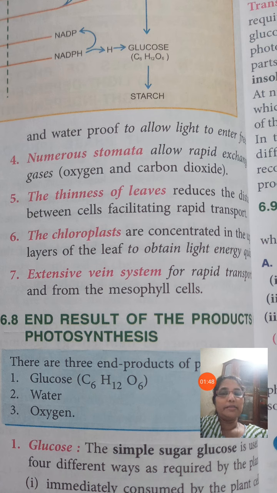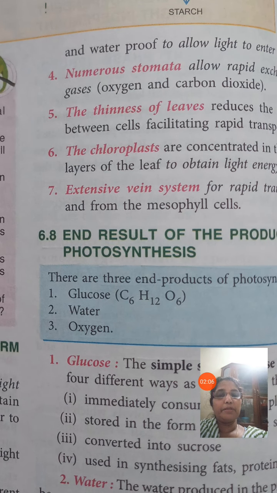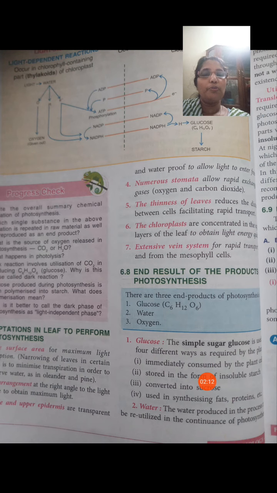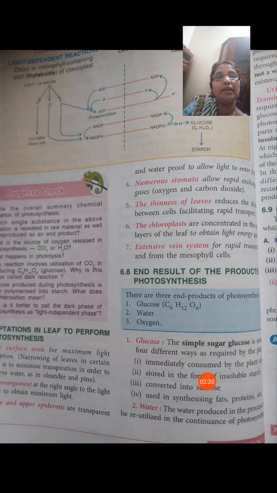Then the leaf has an extensive vein system. Numerous veins are there, so the transportation of water, minerals, and the food made by the leaf is all done very easily. It has a good vein system. These are the adaptations of the leaf. Then let us see the end products of photosynthesis. What will happen to the products of photosynthesis? You know that three things are produced by photosynthesis: glucose, water and oxygen.